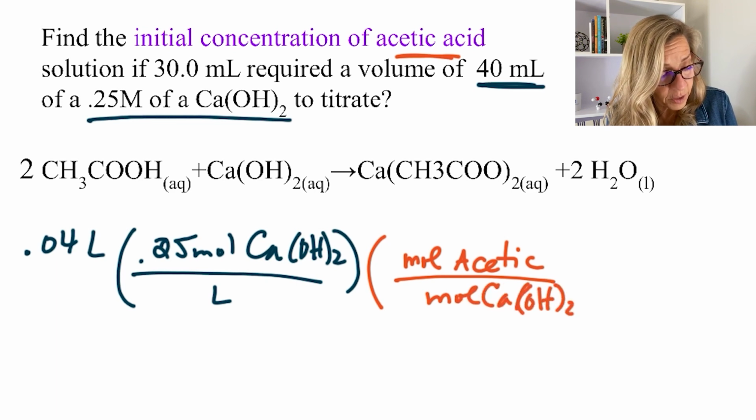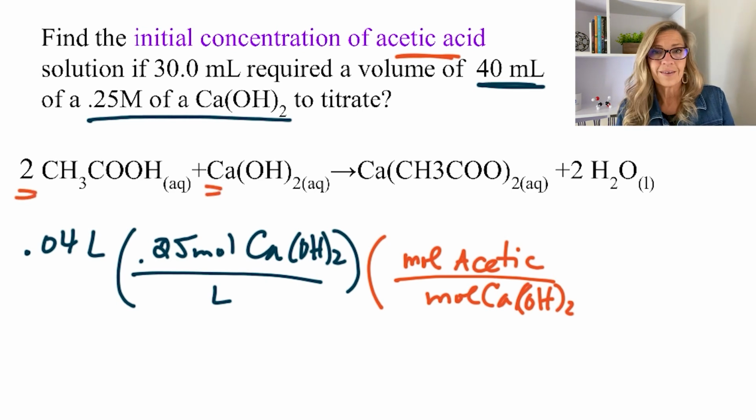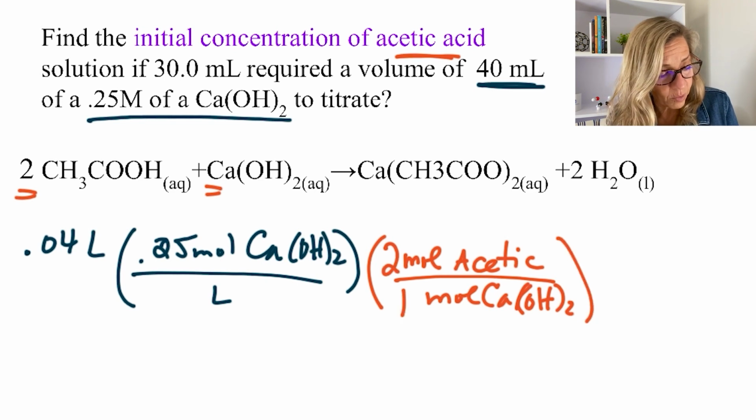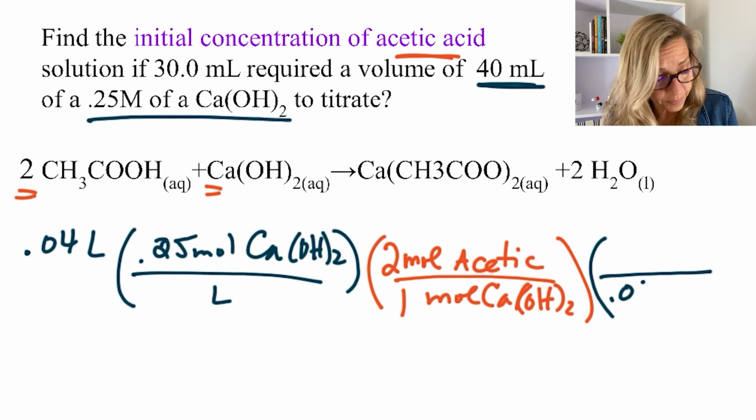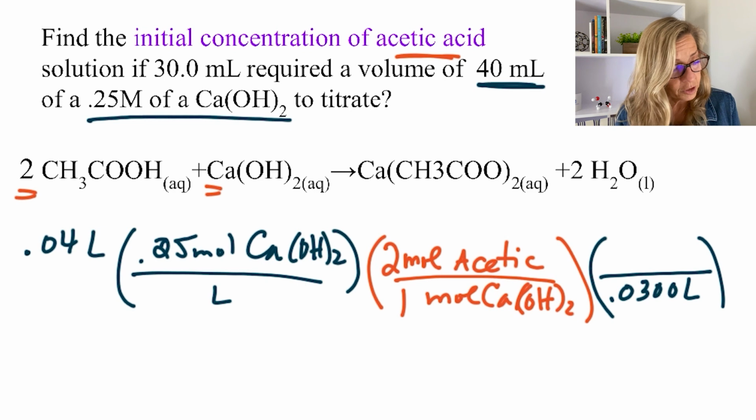Now, it's important to write that neutralization reaction because look at this. All right, look at my coefficients there. 2 moles of acetic for every 1 mole of calcium hydroxide. Don't skip that step because your answer will be off by a factor of 2. All right, so that will get me 2 moles of acetic, and then I know my volume, so I'm going to divide by 0.0300 liters of solution.